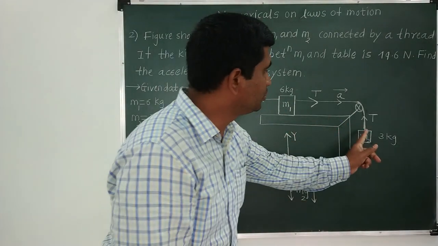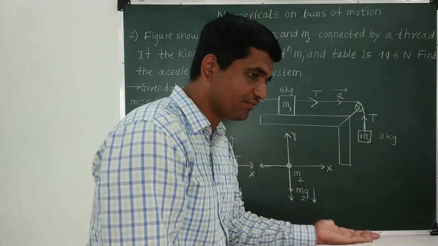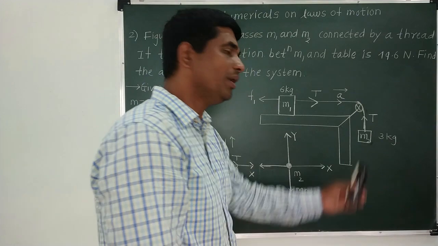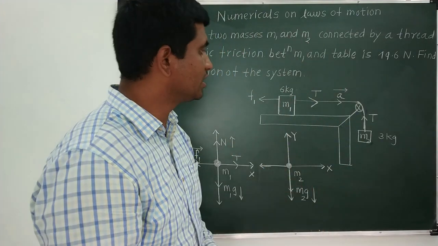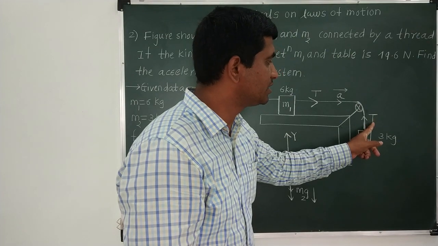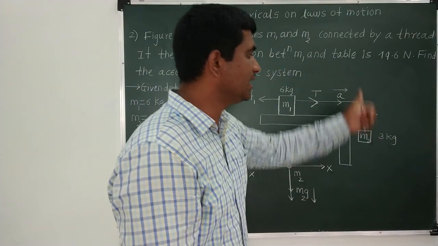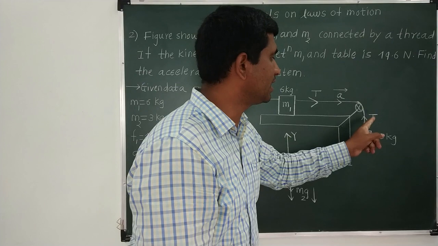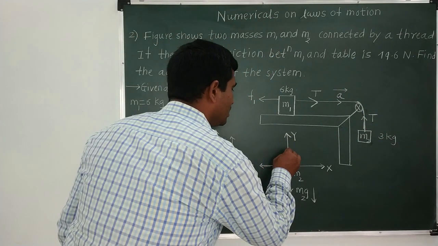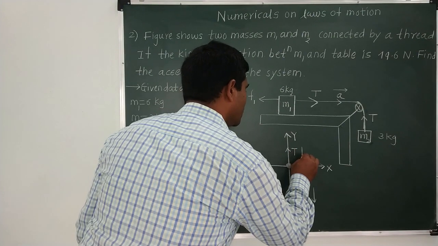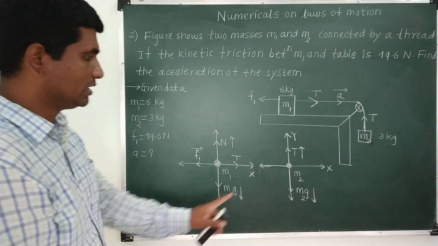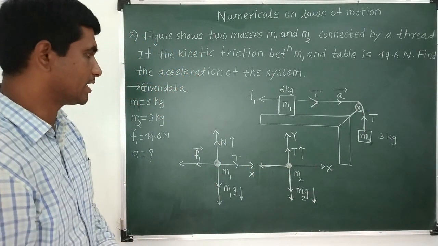This block is not on any surface, so there will not be any normal reaction, but this block is connected to the string. This string is under tension, so the string will be exerting a tension on this block, which is in the upward direction. So this is the free body diagram for the second block.